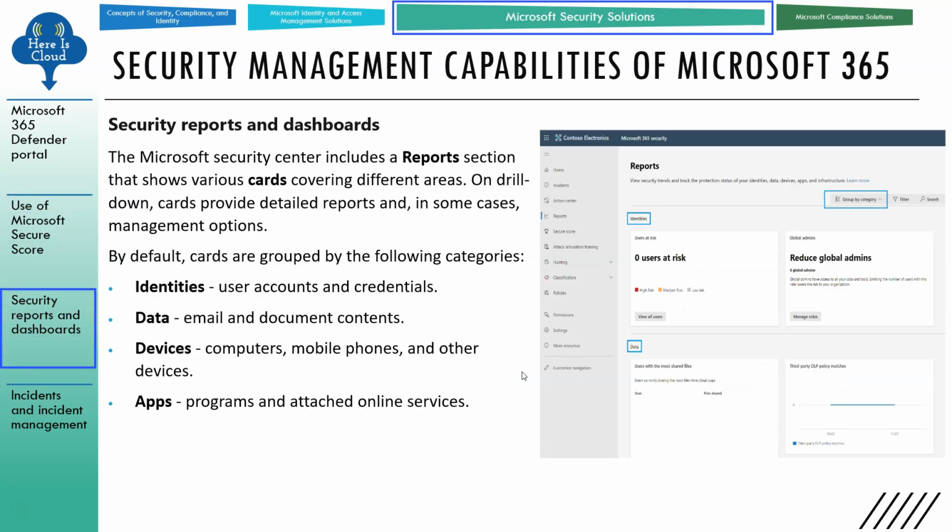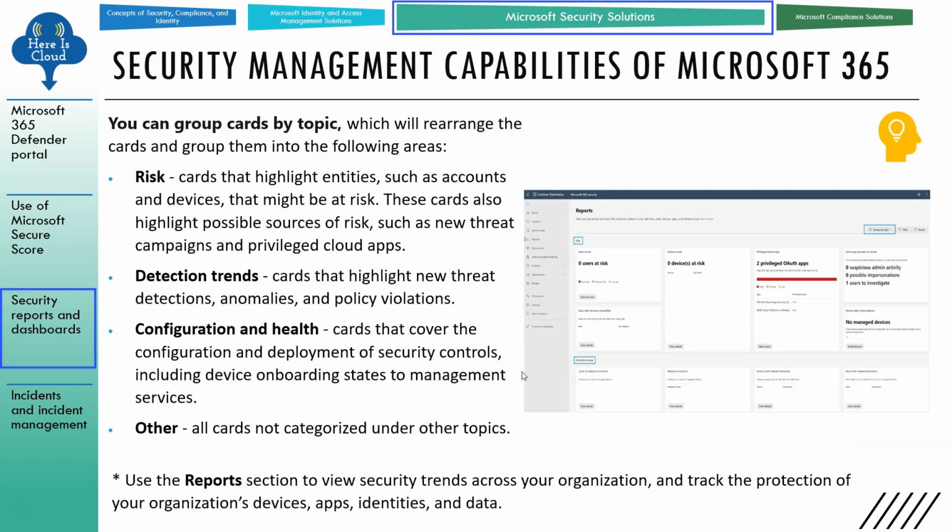Now, how the reports and dashboards are organized. As you can see on the right hand side, Microsoft Security Center includes a report section that shows various cards. For example, identities, data, devices, apps, all these are cards which are shown. In this particular diagram, identity and data cards are shown. You can group cards by topics. For example, the risk card is shown in the top right.